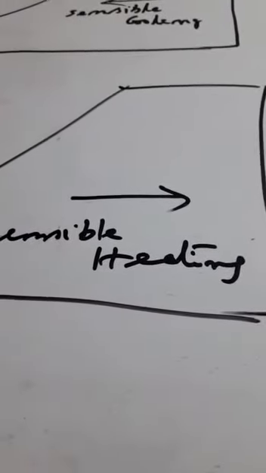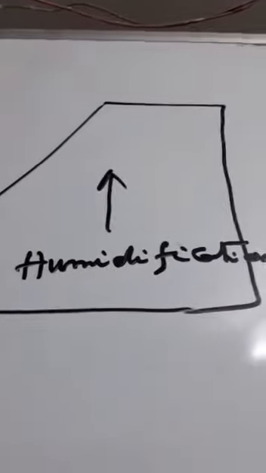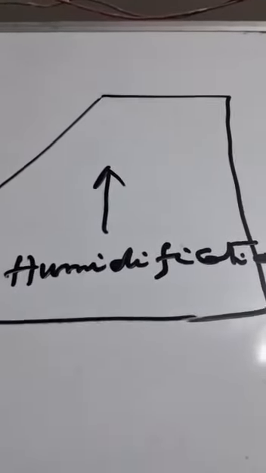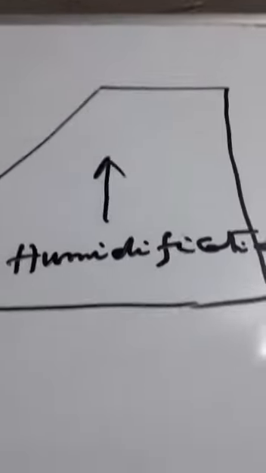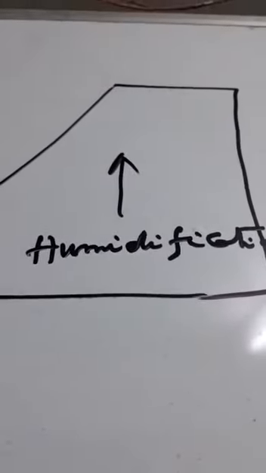Now, the second example, if you can see on the psychrometric chart, the line is a horizontal line and the arrow is towards the right side, then it is known as sensible heating. Now, let us see what is humidification. The line is vertically upwards. That means the moisture content is increasing. So it is known as humidification.